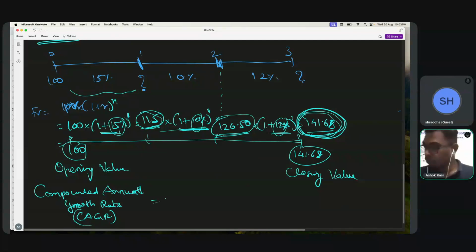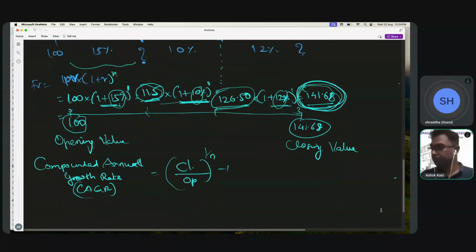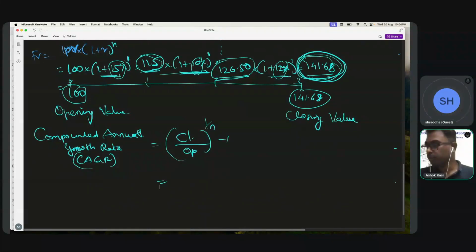So that means the rate at which an amount is growing annually, compounded. The formula for this is closing value divided by opening value raised to 1 by n minus 1. Why is the formula like this? That also I will explain. Every formula that I am going to write, I will derive all this. So what does this mean now? 141.68 divided by, first we will solve within the bracket, 100. So this will give you 1.4168.